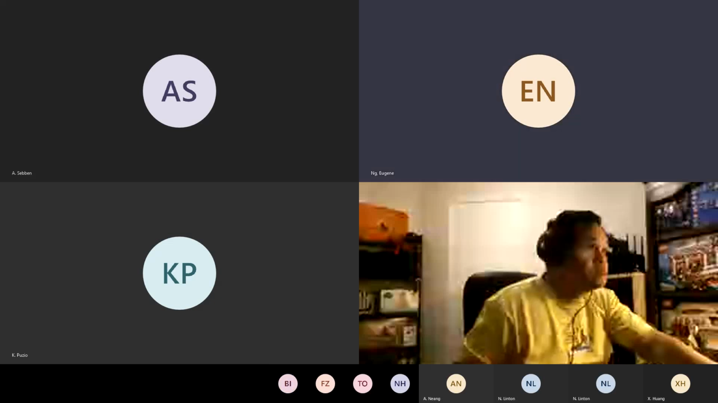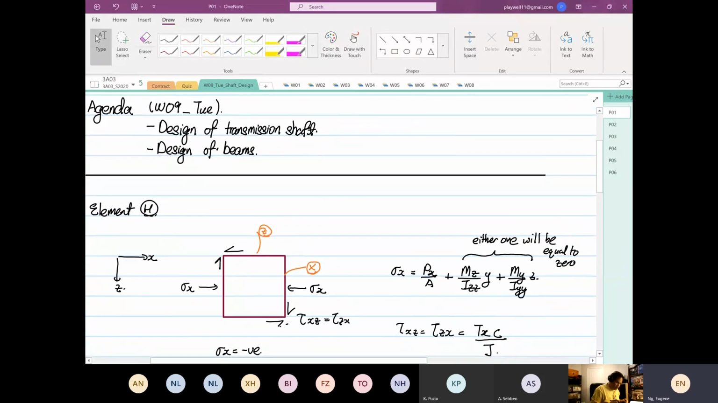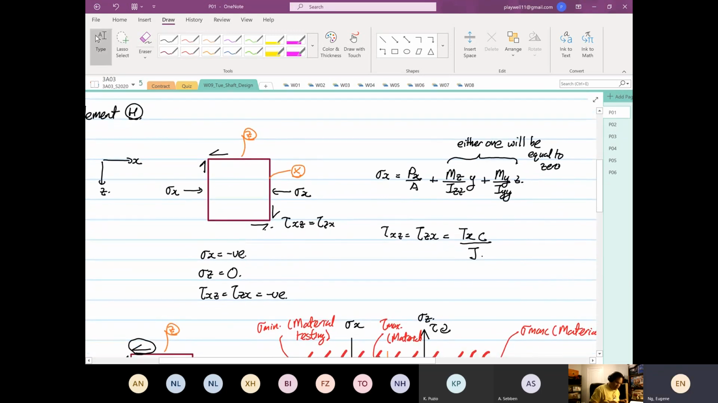Okay, so today we're still going to go into design of transmission shaft, and once we finish, we go to design of beams. This is how a typical element will look when it's on a transmission shaft. As I mentioned before, transmission shaft is usually specified and designed by mechanical engineers because we are more involved with things that are in motion, rather than any other discipline.